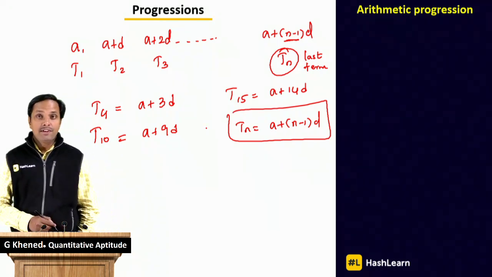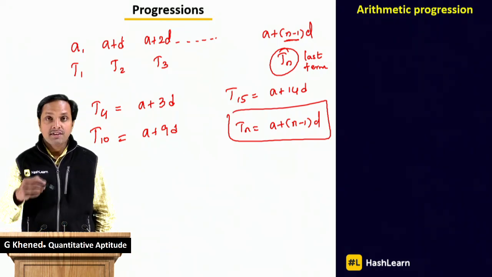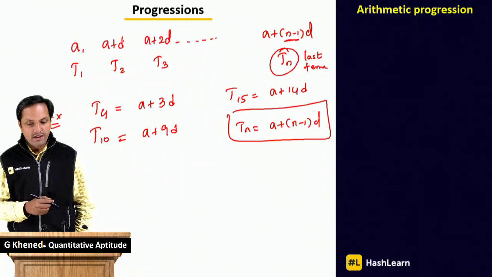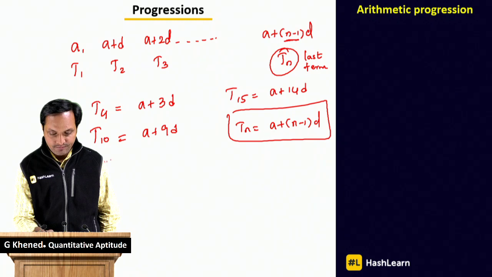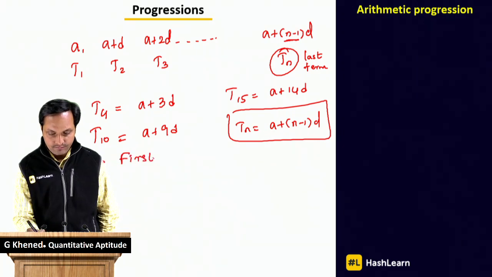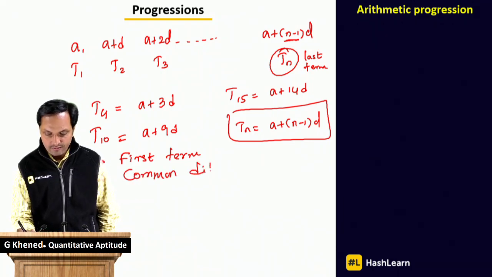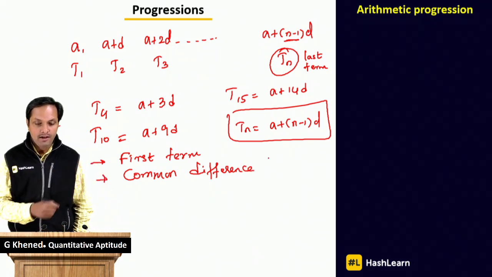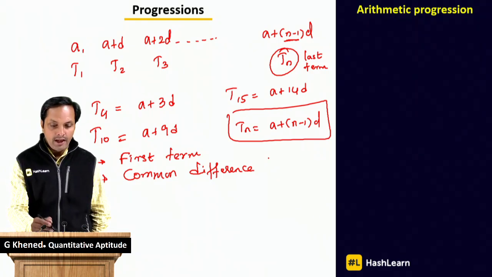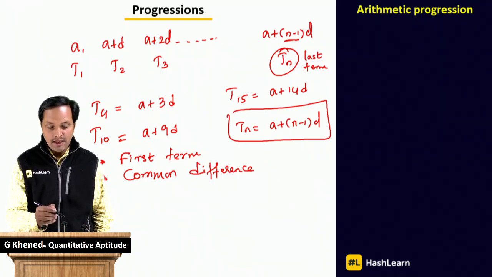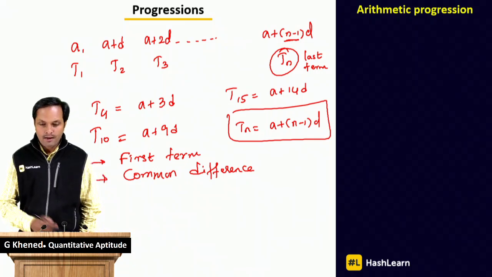What is a? It is the first term, and what is this which is increasing by a constant number? That a is called the first term, and d is called the common difference. What is common difference? That is the number by which each two terms differ. So the difference of a plus d and a will give you d.